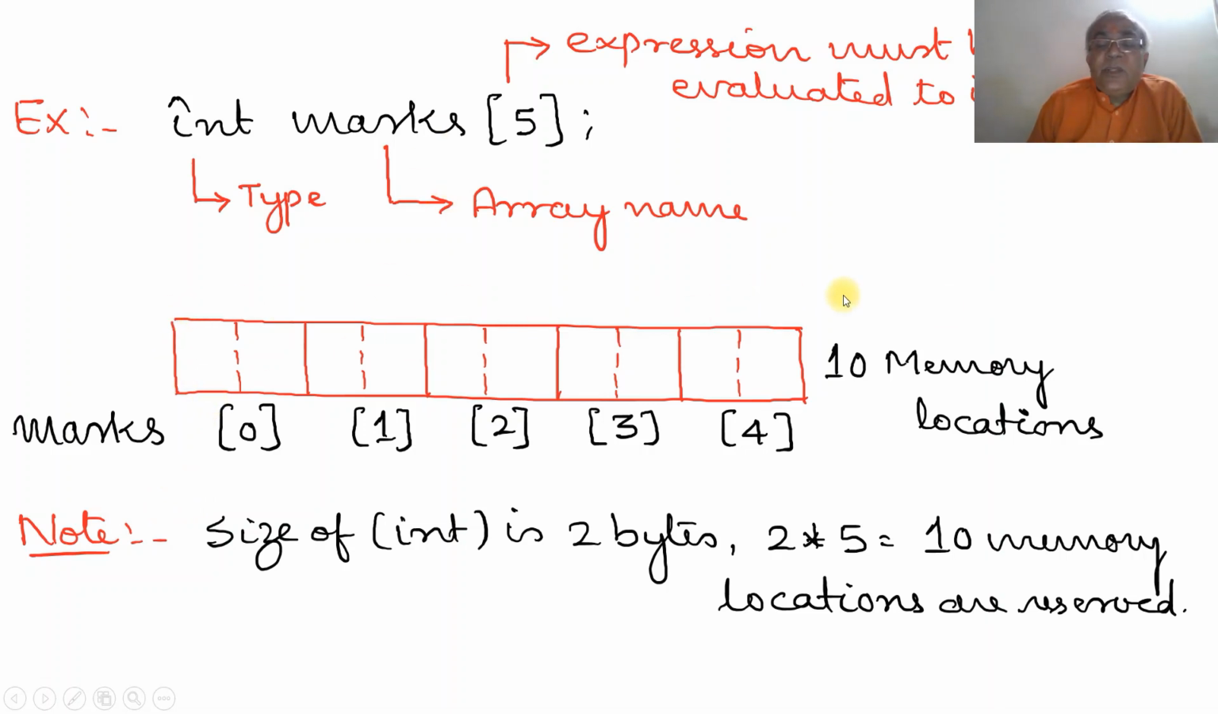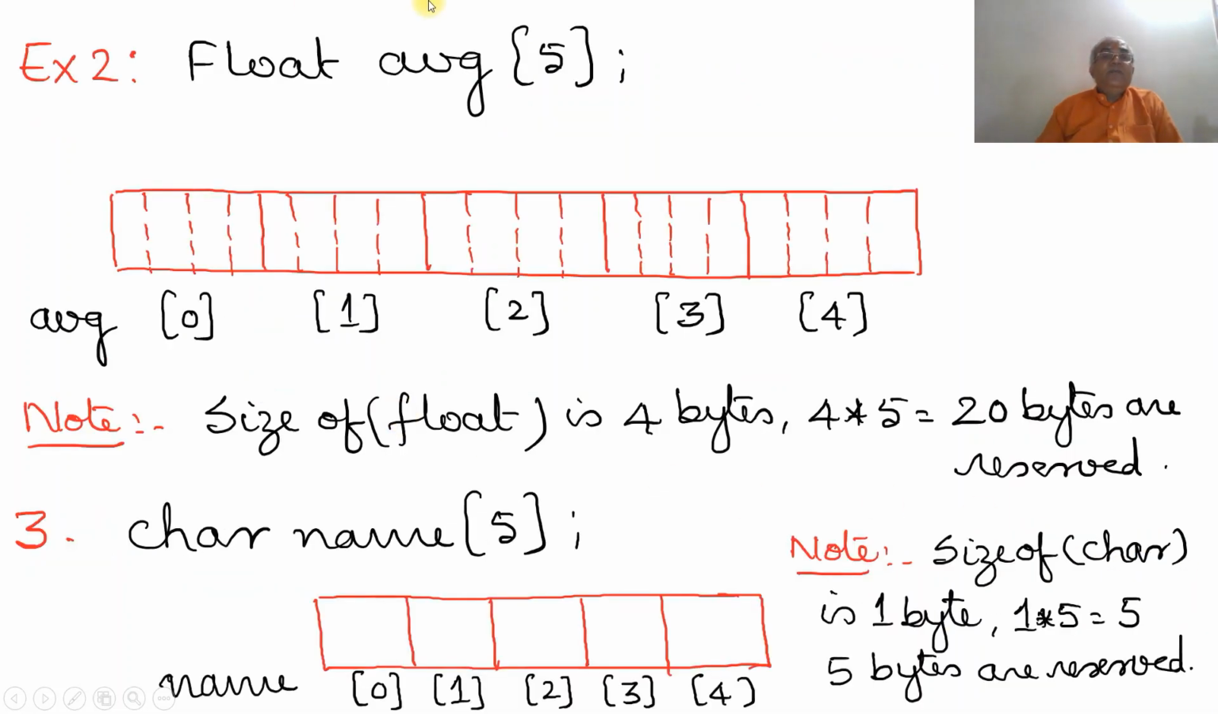Now this is the pictorial representation we have shown here, wherein marks is the array name, and the subscripts are 0, 1, 2, 3, 4. Because all are integer type, the memory location will have 10 bytes, because each subscript will have 2 bytes. So here the size of int is 2 bytes, so 2 into 5 is equal to 10 memory locations reserved. Then comes the floating array of 5, float average.